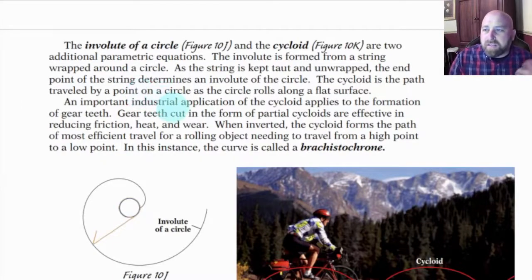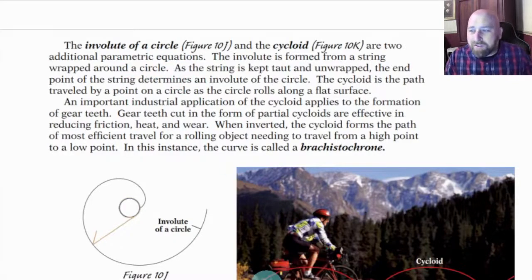Couple of different things here at the bottom of the page on 199 real quick before we end. These are famous math problems, I think is why the book shows them to you. The involute of a circle and the cycloid. The involute of a circle is formed from a string wrapped around the circle. So in other words, you wrap this string around the circle and you pull it around it, and that creates the involute of a circle. There's your formula for it right down there. Again, those are parametric equations.